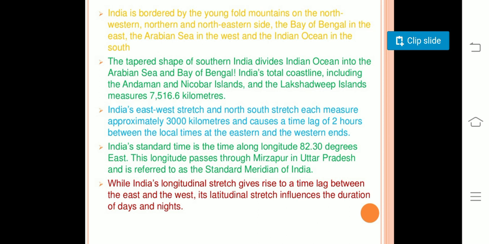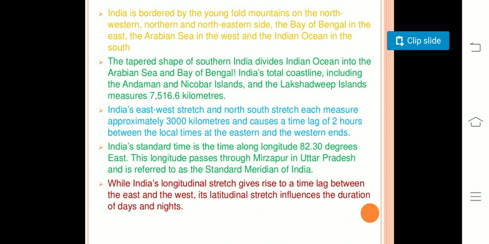Now here let me tell you the answer to two questions. First, the sun rises in Arunachal Pradesh 2 hours early in comparison to Gujarat, but still the watches show the same time. So the answer is that we have taken our standard time from 82 degree 30 minutes east, means from Mirzapur. So this time is applicable for the entire country, no matter what is the time of sunrise in Arunachal Pradesh or Gujarat.